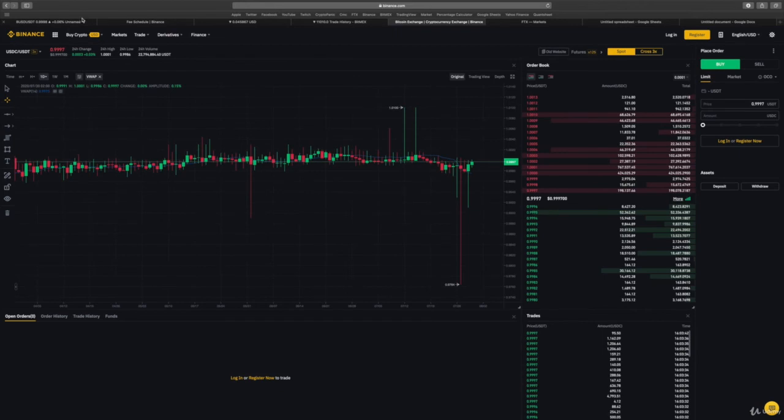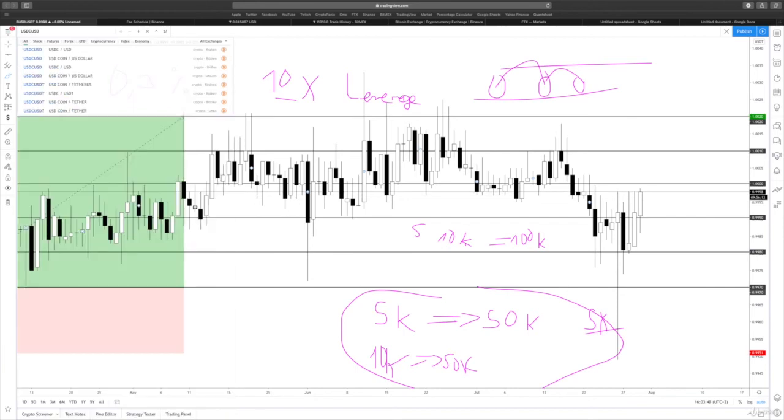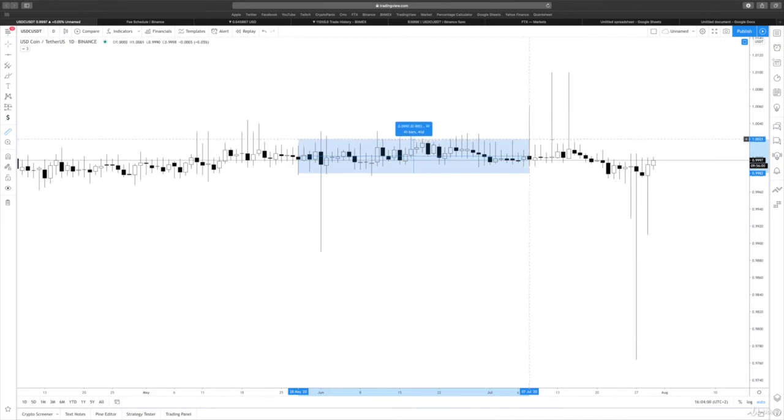For example, this USDC, USDT. Let's take a look at USDC, USDT, Binance. Let's take a look around here. As you can see, at this coin, 0.2% is very doable, because even if you pay 0.2% in fees, a 0.4 range is not that uncommon. You can enter here, exit here, here, here, here, here, here, here, you know.